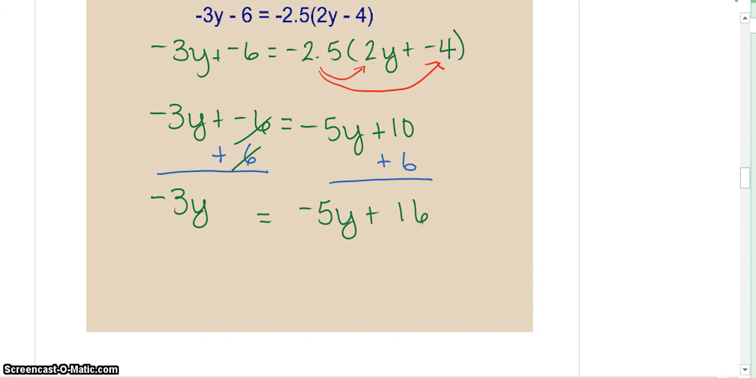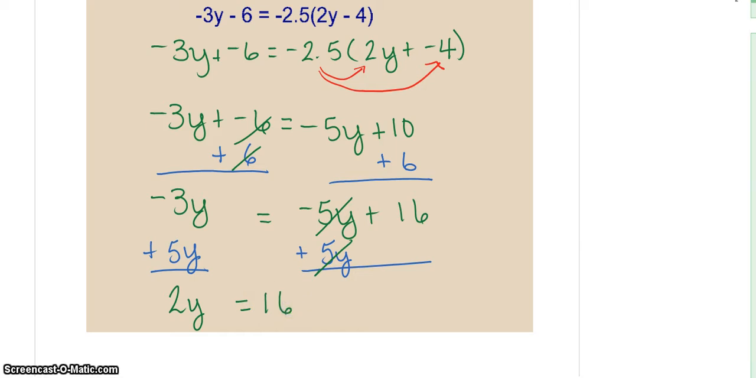I want to get rid of my negative 5y. So to get rid of an entire term that's being added to something, you add the opposite. So we use our opposite property. And if I add to one side, I have to add to the other side to keep our equation equal or balanced. So now I'm going to simplify both sides. 5y plus negative 3y is 2y. And these negative 5y and positive 5y cancel to equal 0, and I'm left with 16 over on the right-hand side.